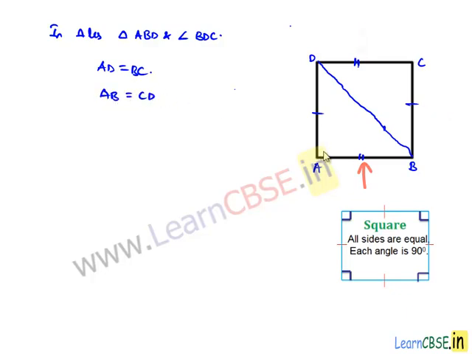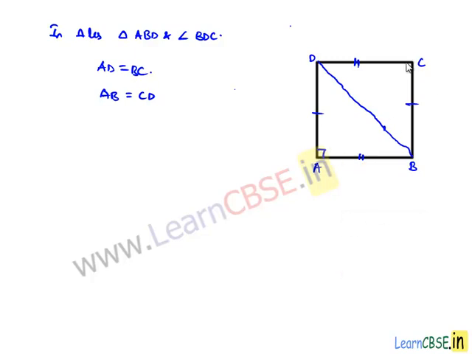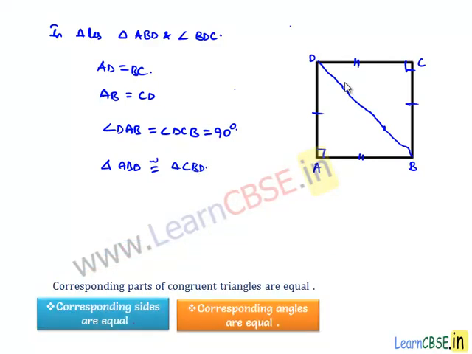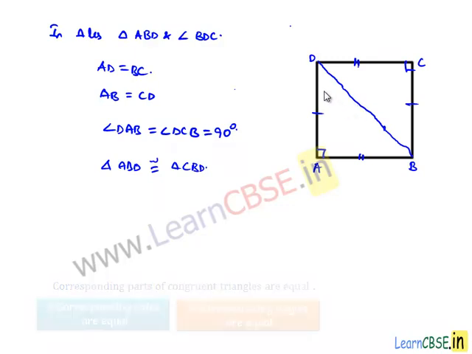Now as it is a square, we can say angle DAB is equal to angle DCB is equal to 90 degrees, as in a square the adjacent sides are perpendicular. Now the two corresponding sides and the corresponding angle in both the triangles are equal. We can say triangle ABD is congruent to triangle CBD. Now as two triangles are congruent, we can say the corresponding angles and corresponding sides can be equated.